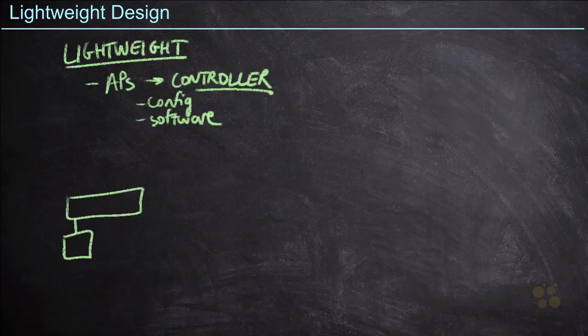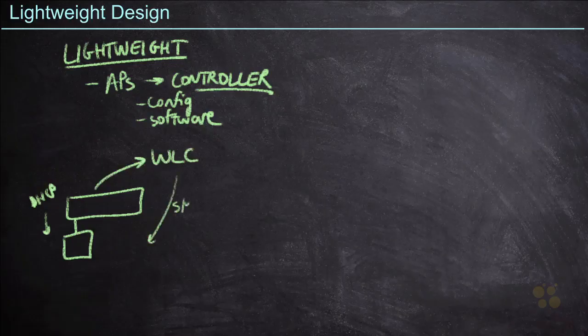The way this works is a wireless access point is going to connect into the network and power on, and it's immediately going to DHCP an IP address. Once it gets the IP address, we're going to pass an option to it so that it knows where the wireless LAN controller is. It's going to reach out to that wireless LAN controller, or WLC, and download not only the software package that it needs, but also the configuration.